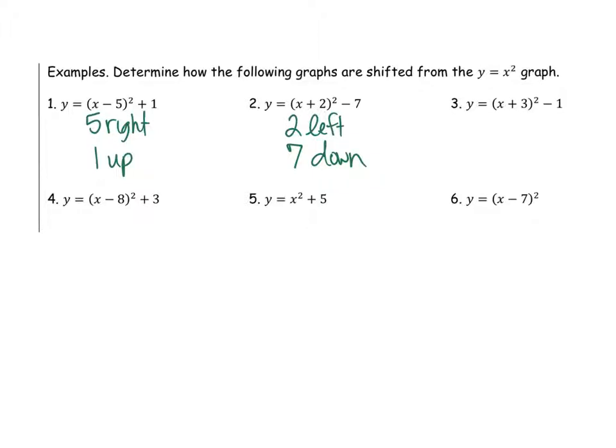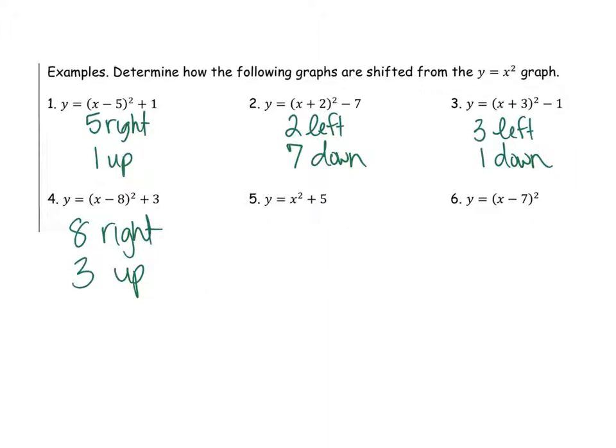Great. Number 3, what movement is happening? 3 to the right. No. 3 left. Good. Okay, number 4. What's happening? 8 to the right. 3 up. Cool. Number 5.